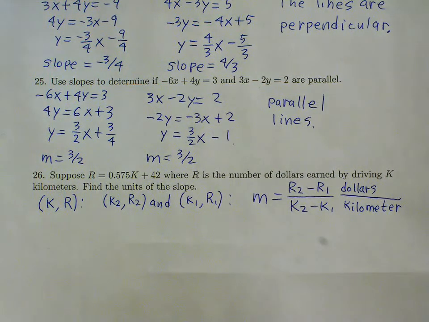So in Canada, when they drive, their distances are measured in kilometers. So those are the units for the slope. Okay, that's all there is to that problem.